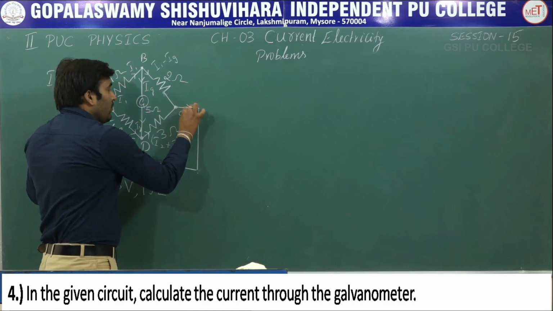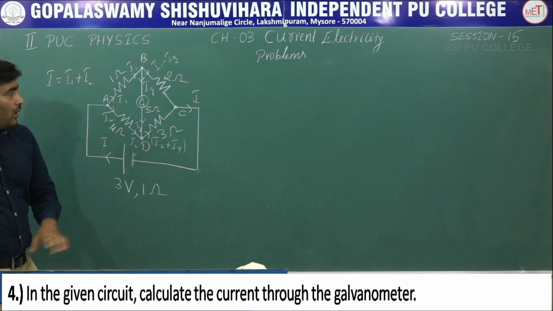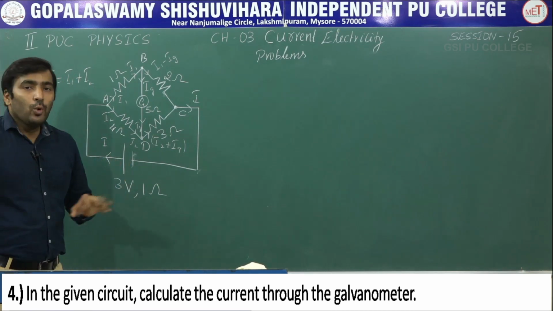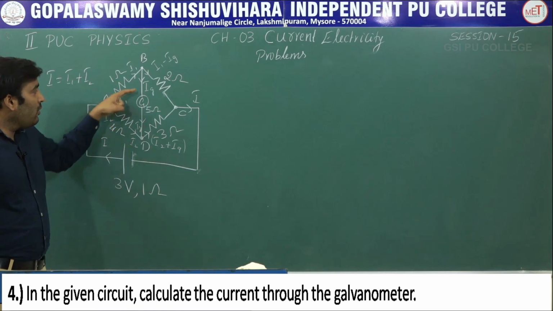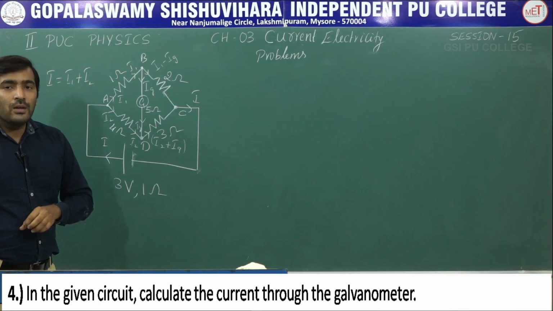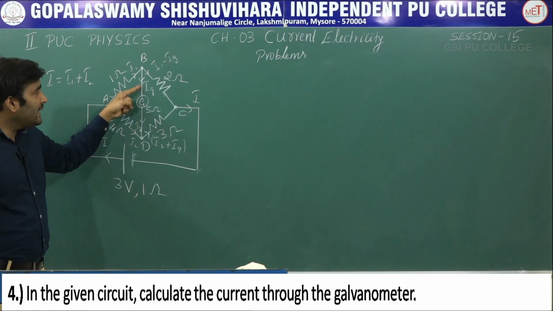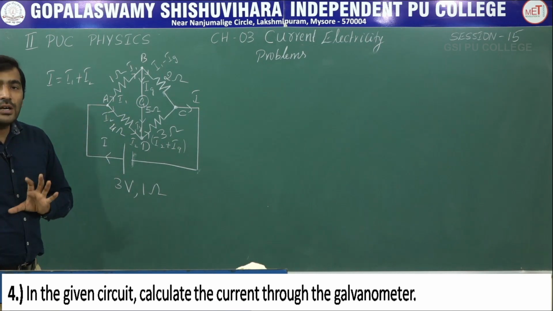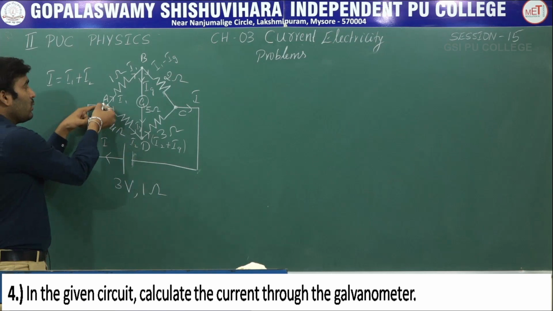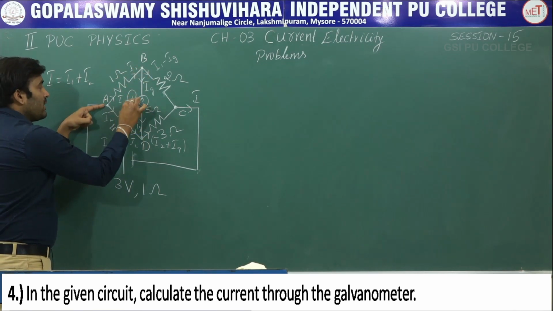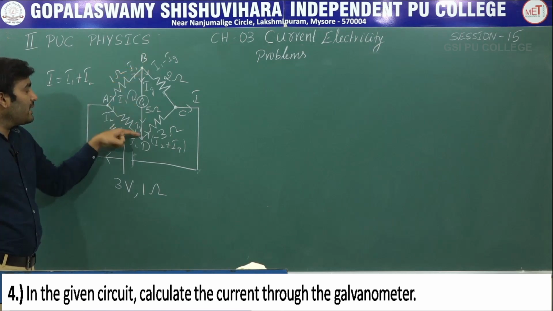And again here we have a current I. Now we should apply Kirchhoff's loop rule for finding the value of current through the galvanometer. In the given problem they have asked to calculate the current through this galvanometer. We need to find this Ig. So let us apply Kirchhoff's loop rule for the first loop A, B, D, A. We are going in this direction.